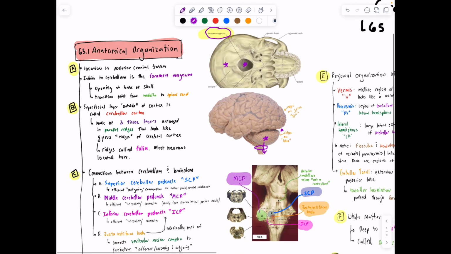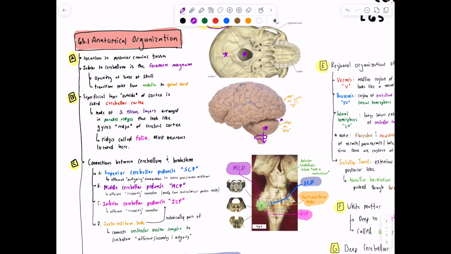And then we have a description of the cerebellum anatomy. Here on the cerebral cortex, we're familiar with the ridges being called gyri. On the cerebellum, our ridges are called folia. The cerebellar cortex is made up of 3 tissue layers arranged in parallel ridges, and they just happen to be called folia.